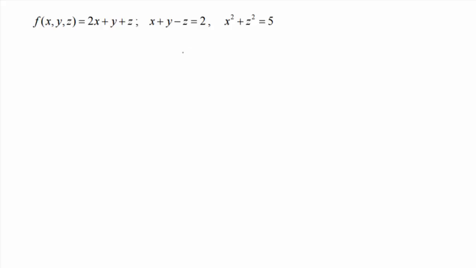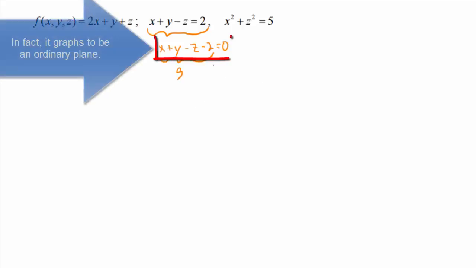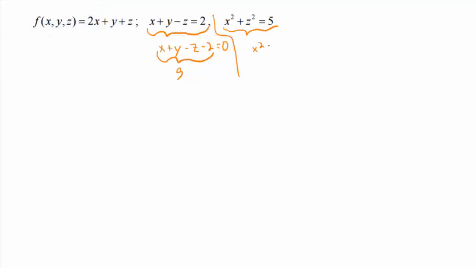We'll call the first constraint x plus y minus z. Let's go ahead and subtract the 2, set that equal to 0, and we'll call that g. That's g of x, y, z, right? And that would graph to be a surface in space because it's set equal to 0. And for this one, let's subtract the 5. X squared plus z squared minus 5 equals 0. So that would be a cylinder, a cylindrical surface, right? Because it's set equal to 0.